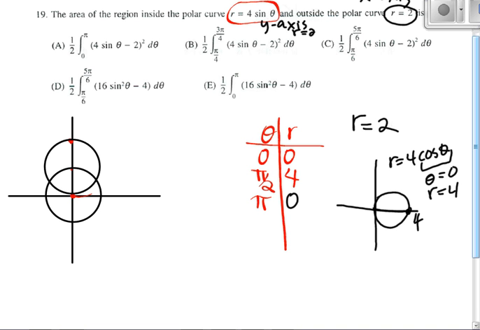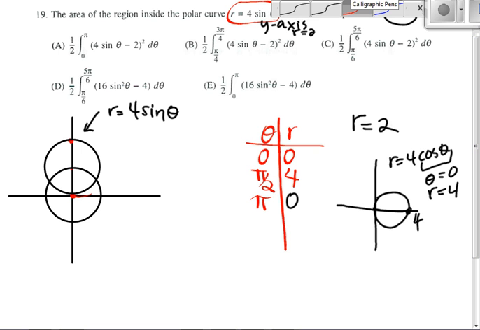Okay, and it says the area of the region inside r equals 4 sine theta, that's this one, and outside the polar curve r equals 2, which is the other one. So they're asking for this region right in here. Okay, you guys, how are you going to do that?